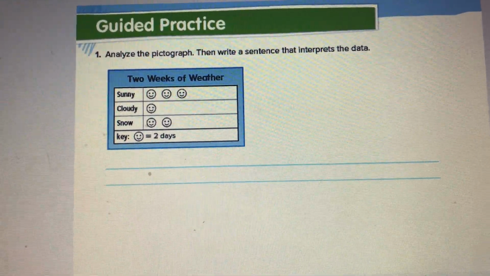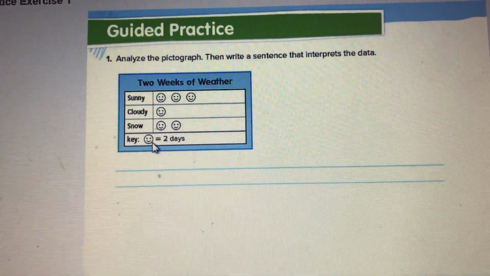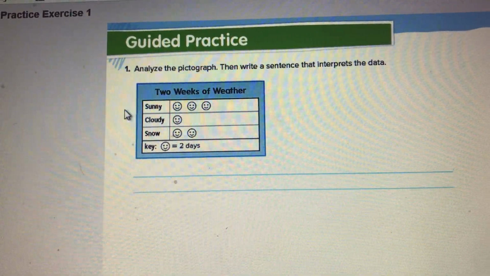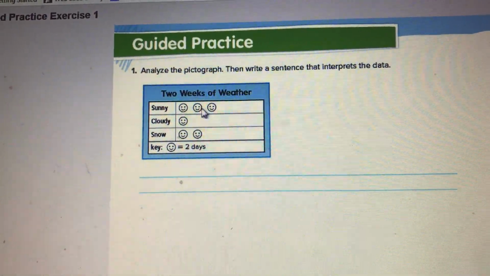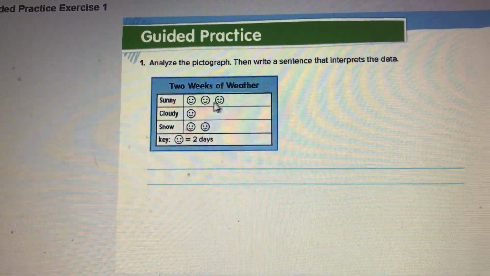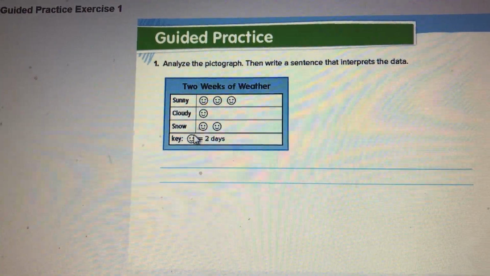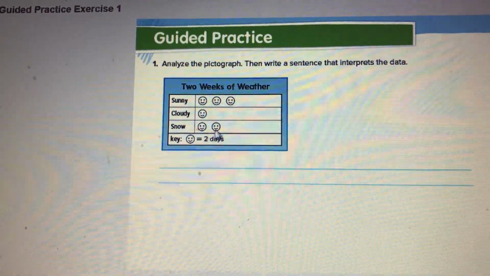Okay, so let's just look at this pictograph. The key says that each smiley face is 2 days. So this is 2 weeks of weather. It was sunny 1, 2, 3. It looks like 3, but it's not. It's 2, 4, 6 days. It was cloudy 2 days, and it was snowy 2, 4 days.